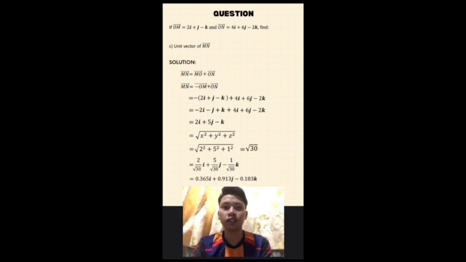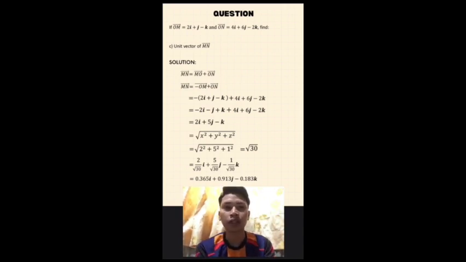The solution is MN same with MO plus ON. MN same with, but MO we need to change to OM. So MN same with negative OM plus ON.